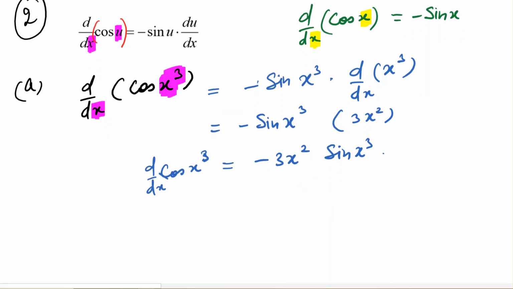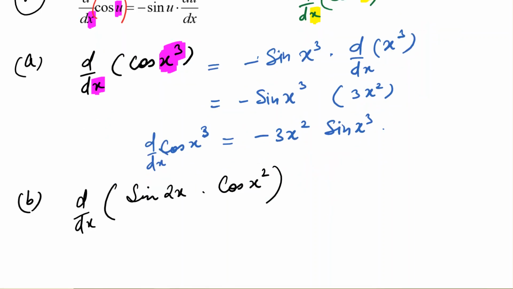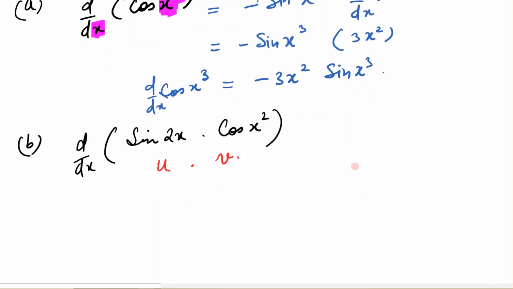All right, so let's try a few more. If we have to find the derivative of sine 2x times cosine x squared, now we know the derivative of sine and cosine, so we can use the product rule. So u times v, so u d v plus v d u. So let's just use our product rule song. So what is the formula? u dv plus v du, right? So first we write u, so our u is this and our v is this.